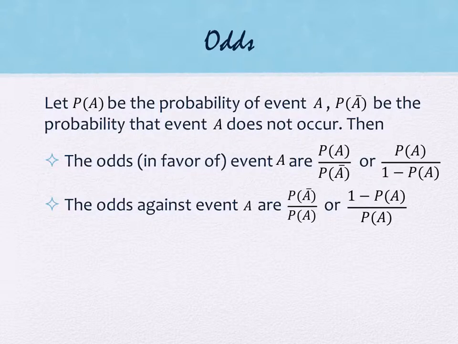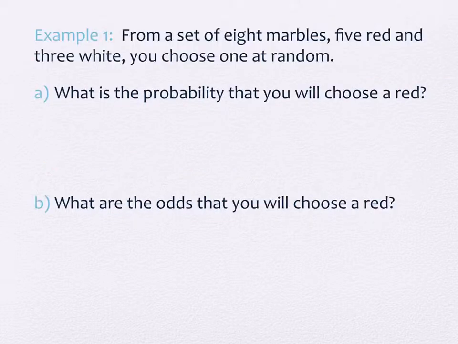Okay, so we're going to do an example. Just jump right in with an example so you can see where these pieces are coming into play. All right, so we are not doing horse racing or Hunger Games or anything like that. We're doing marbles. We have 8 marbles. There are 5 red and 3 white, and we're going to pick one at random.